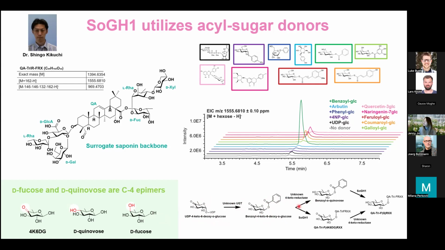And then we have two routes here. One is that an unknown 4-keto reductase reduces this into quinovose, or SOGH1 takes the 4-keto-6-deoxyglucose and puts it onto a saponin backbone, or SOGH1 works with the acyl quinovose as a donor and puts it onto the sugar backbone. So there's a lot to figure out here, and this is sort of what my postdoc work has been for the last couple of years.